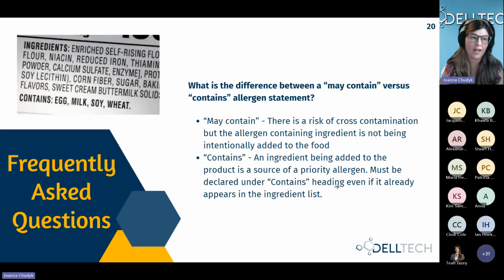So on the cereal product, you would have to put may contain milk. And because you're not intentionally adding any sort of milk ingredients into the product, then you wouldn't need the contains statement. The contains statement would be required if you're actually adding a milk ingredient into the cereal product. So yogurt powder or milk powder, you would need to include a contains statement because you are intentionally adding that ingredient into the formula.